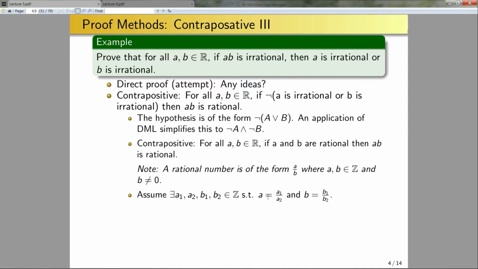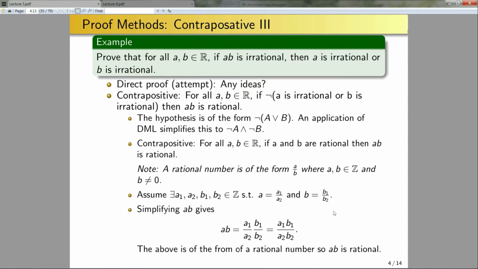Okay, so now what do I need to do? Well, I have this form for a and this form for b. Ultimately, I want to show that ab is rational, right? So let's take a and multiply it by b. So ab is equal to the product of these two rational numbers. I know how to multiply fractions. That's simply a1 b1 divided by a2 b2. And this is of the form of a rational number, so ab is rational. Again, I need to be a bit more careful with this term here to make sure I'm not dividing by 0, but I do that in the next slide.